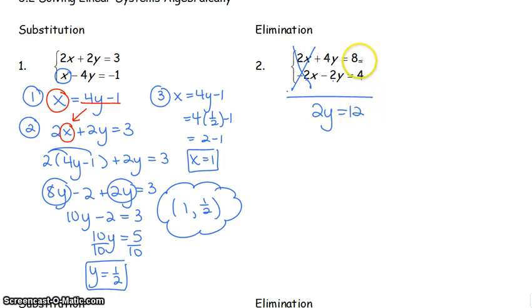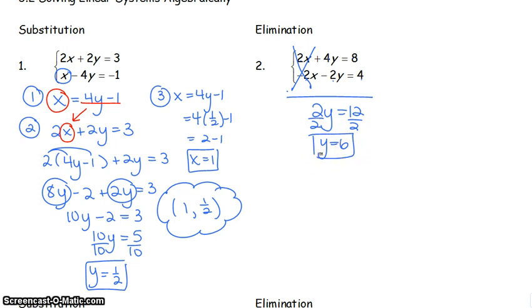Now don't think about adding your equations or subtracting your equations. All you're doing is combining them. So if they're positive, you're adding. If they're negative, you're subtracting. But you're not always doing adding, you're not always doing subtracting. Then we divide by 2, and we've got y is equal to 6.